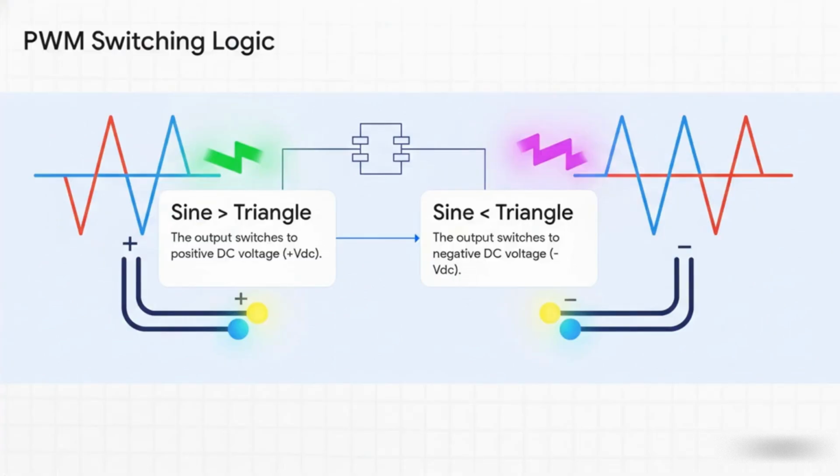And the switching rule is dead simple. At any given instant, we just ask one question. Is the voltage of our sine wave reference higher than the voltage of our triangle wave carrier? If the answer is yes, we tell the H-bridge to output positive DC voltage. If the answer is no, we tell it to output negative DC voltage. That is literally it. That's the entire logic.